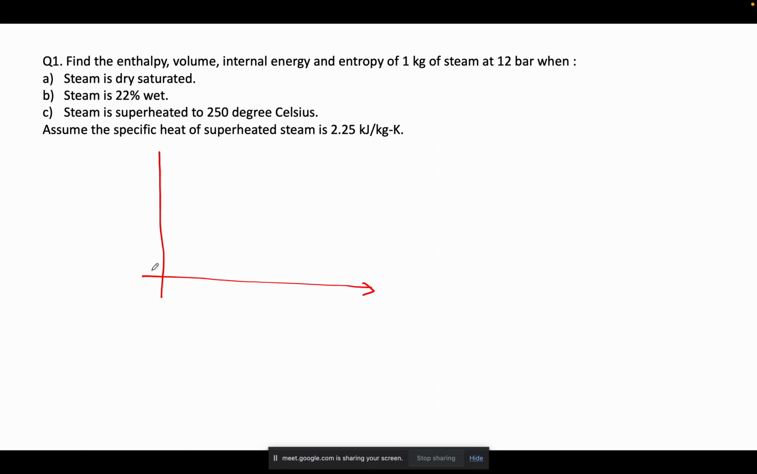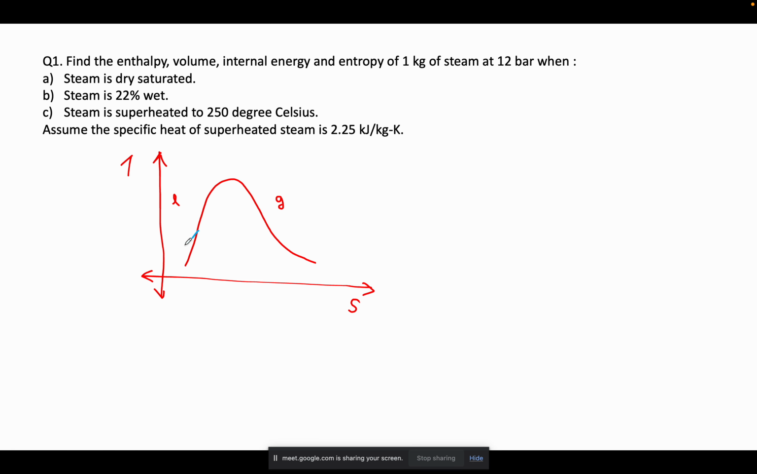So if I am going to draw the TS diagram, T for temperature and S for entropy, for the water and the steam combination. So this left hand side part will be the liquid phase, and this side will be the gaseous, or that is the superheated phase, and between this dome it will be a mixture of both liquid and the gaseous phase.